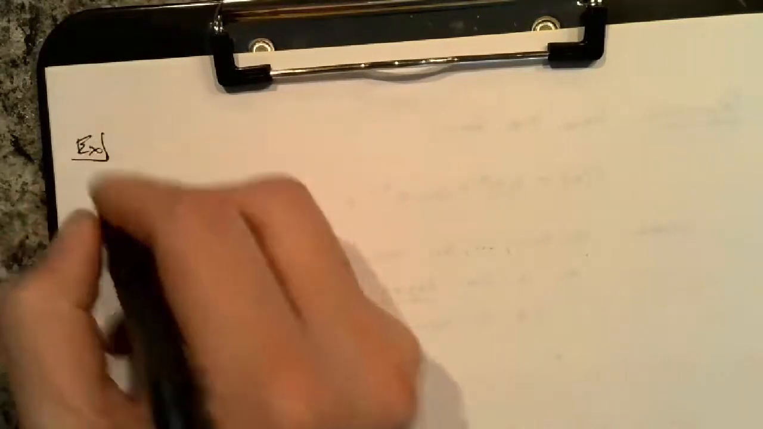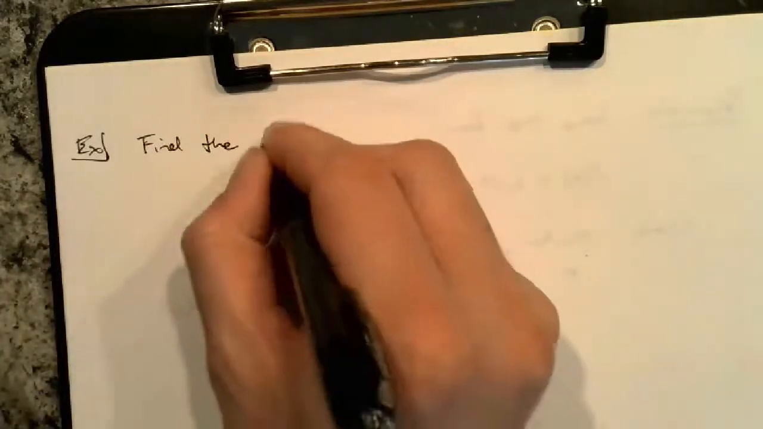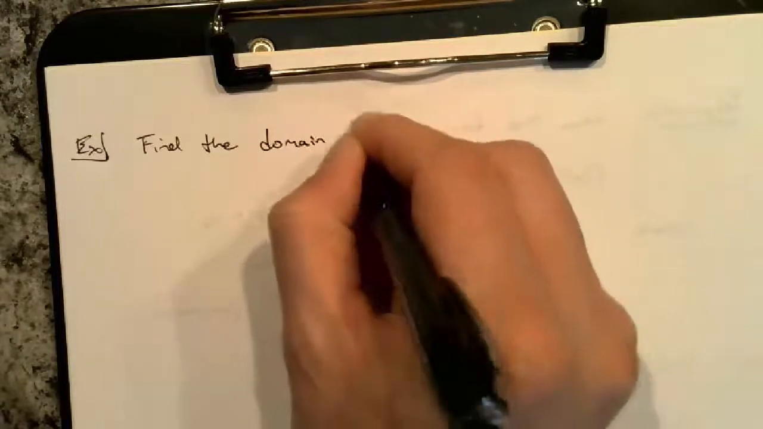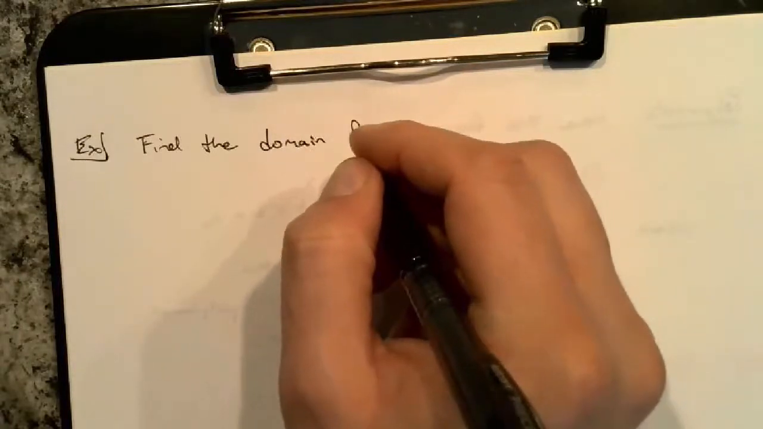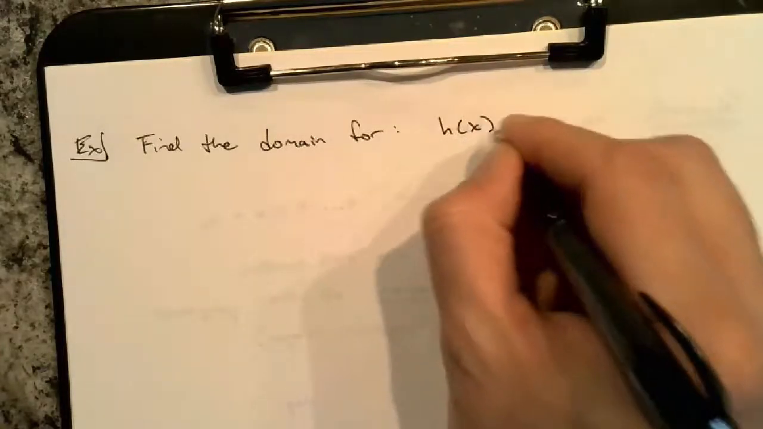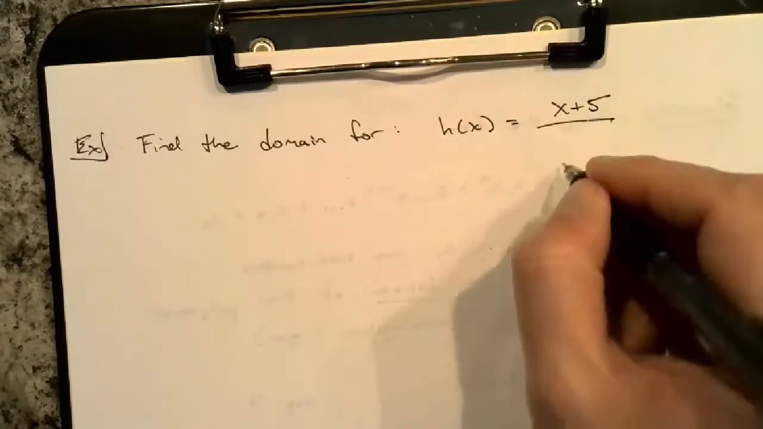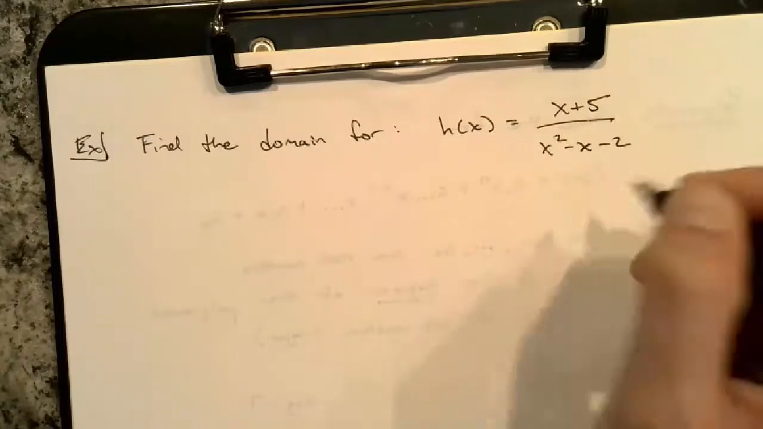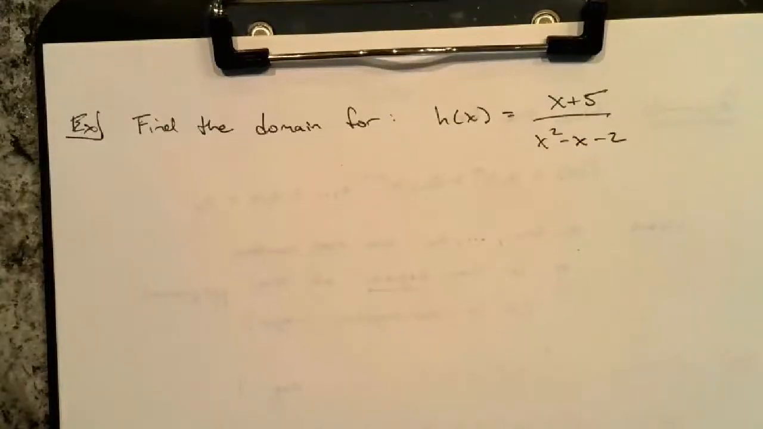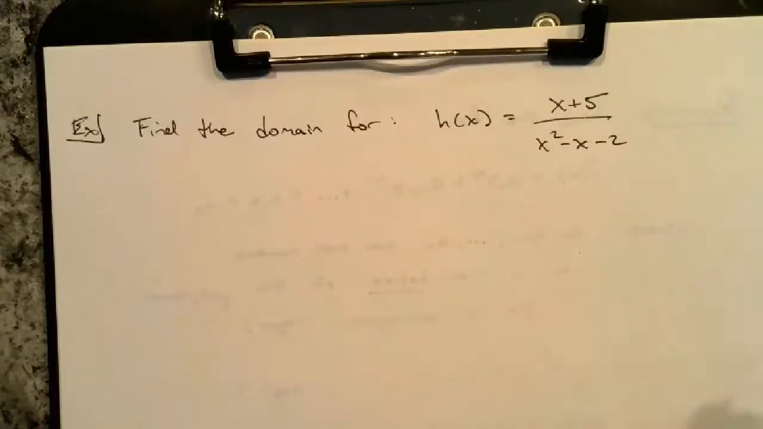So if I said, in this example, find the domain for h of x equals x plus 5 over x squared minus x minus 2. To find the domain here, what I really want to do is find the values that cause the denominator to become 0 and then exclude them.